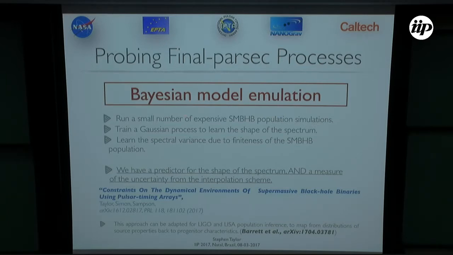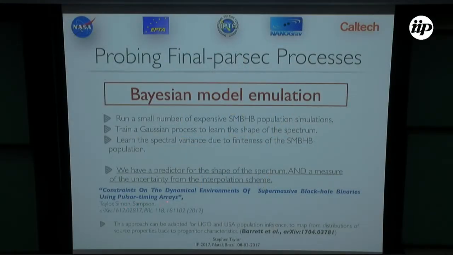So the idea is that we run a small number of potentially expensive supermassive black hole binary population simulations, and we can then train our Gaussian process to learn the shape of that spectrum as a function of the environmental parameters. We can also learn the spectral variance due to the finiteness of the population, so there'll be some cosmic variance, or maybe even just some Poisson noise due to the fact that maybe a few hundred binaries are dominating the entire signal level. We can learn that as well by running lots of different simulations at different environmental conditions. And that gives us a predictor for the shape of the spectrum and also that Poissonian variance from the Gaussian process emulation.